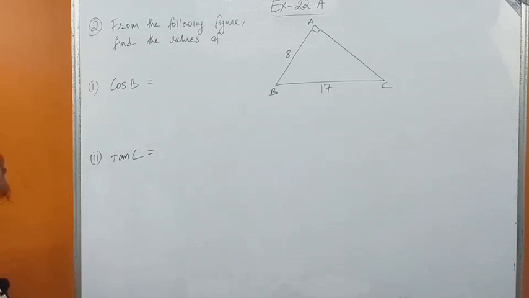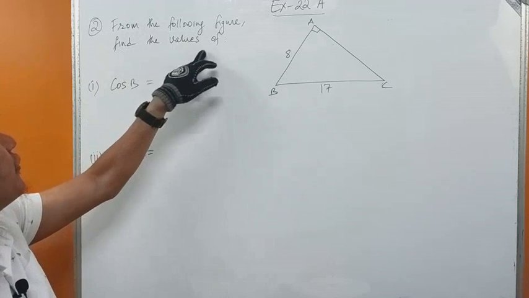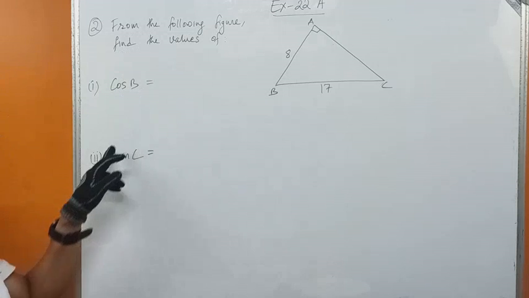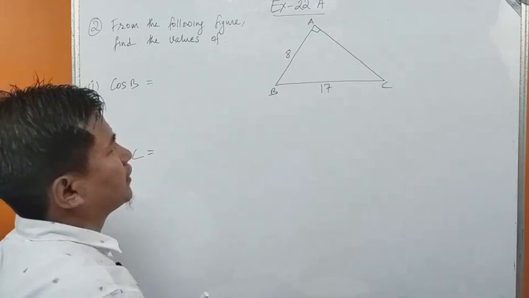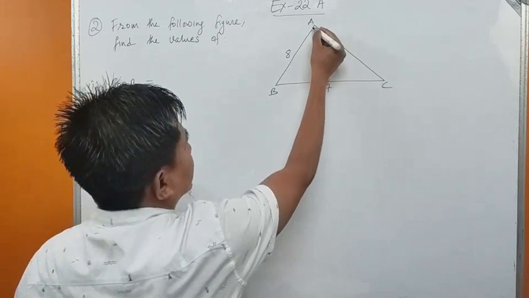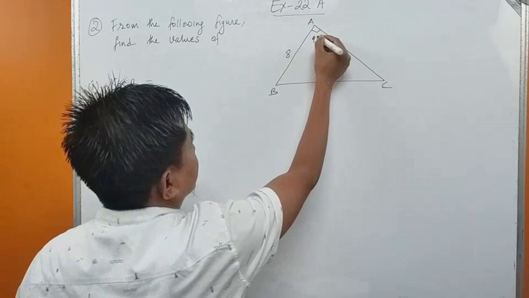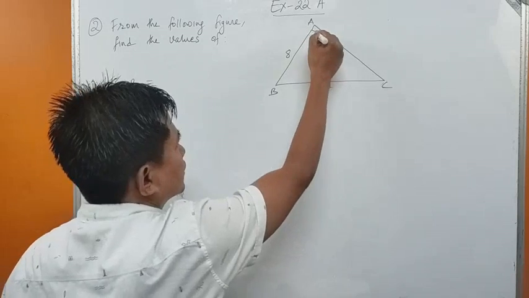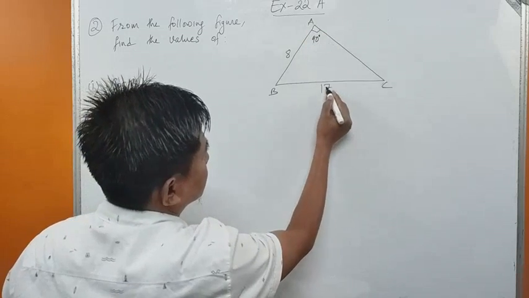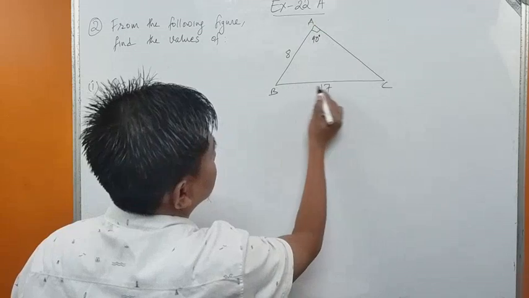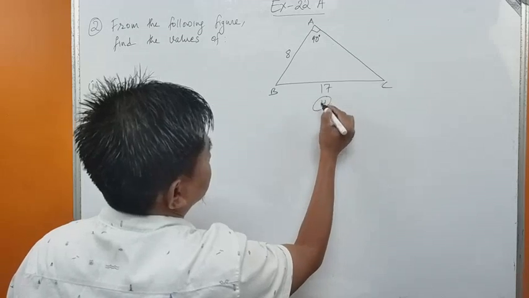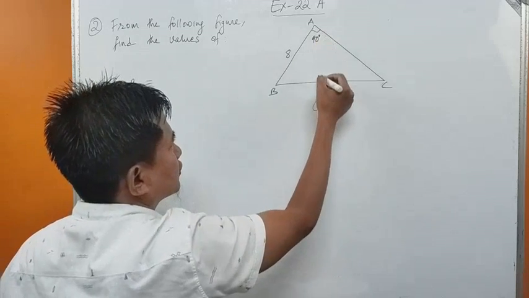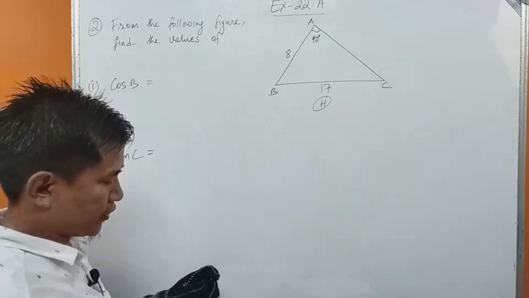Now let us do question number 2 of exercise 22A. From the following figure, find the values of cos B, question number 1, and tan C, question number 2. So this is the figure given to us, and you can see angle A is 90 degrees. That means opposite to angle A, BC, 17, is the hypotenuse. This is the longest side. Opposite to the 90 degrees is always the hypotenuse.